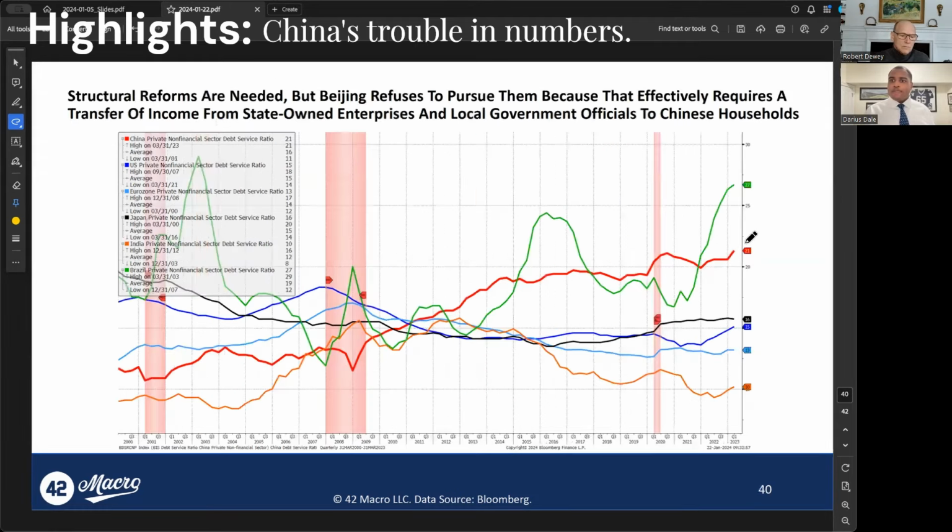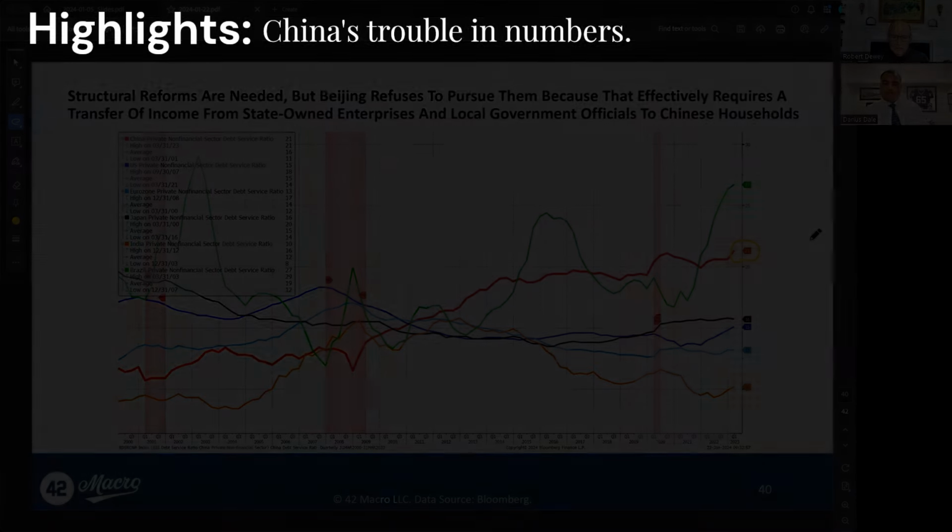And more importantly, the Chinese debt service ratio at 21% is much higher than all the major economies as well.